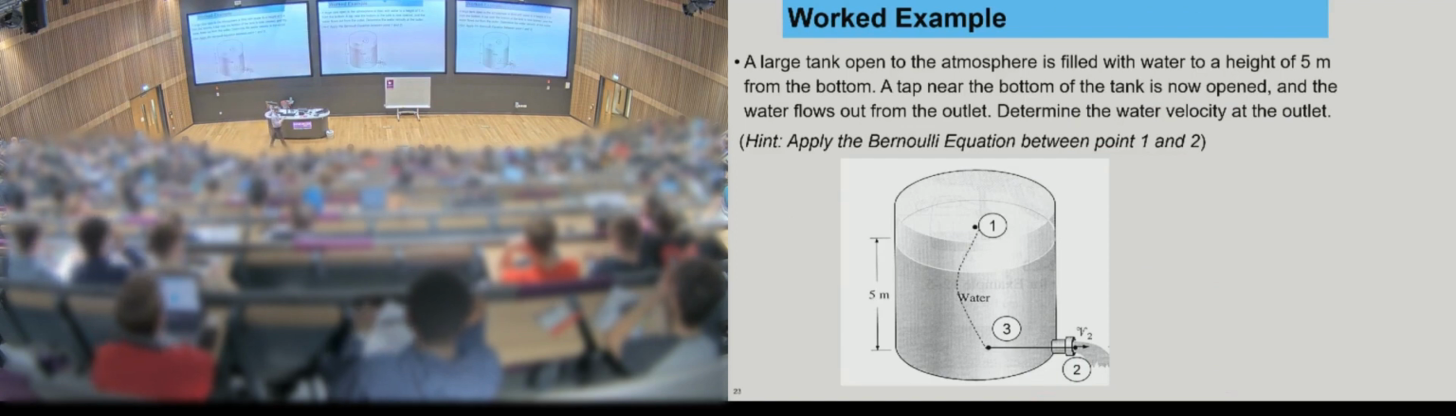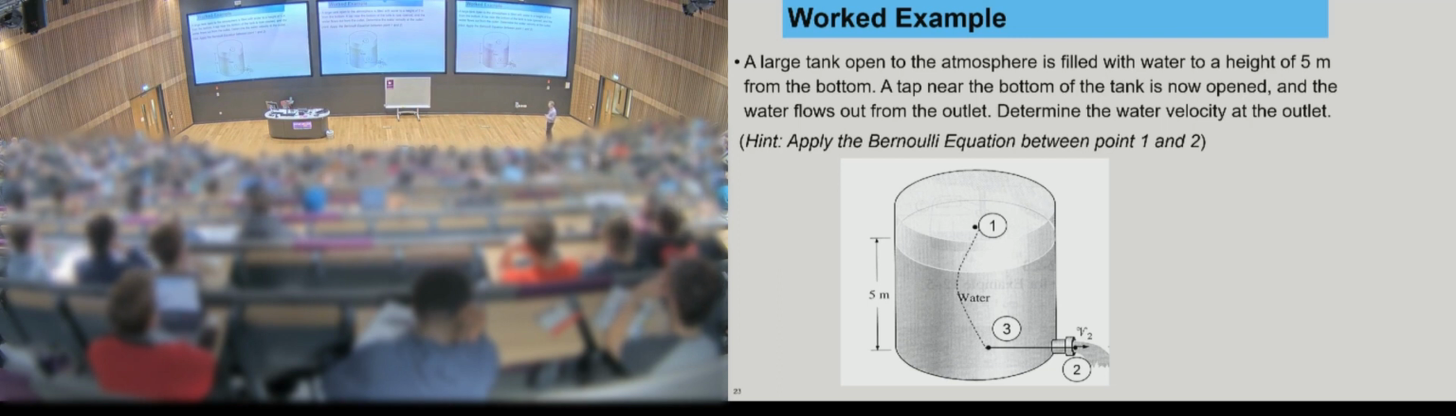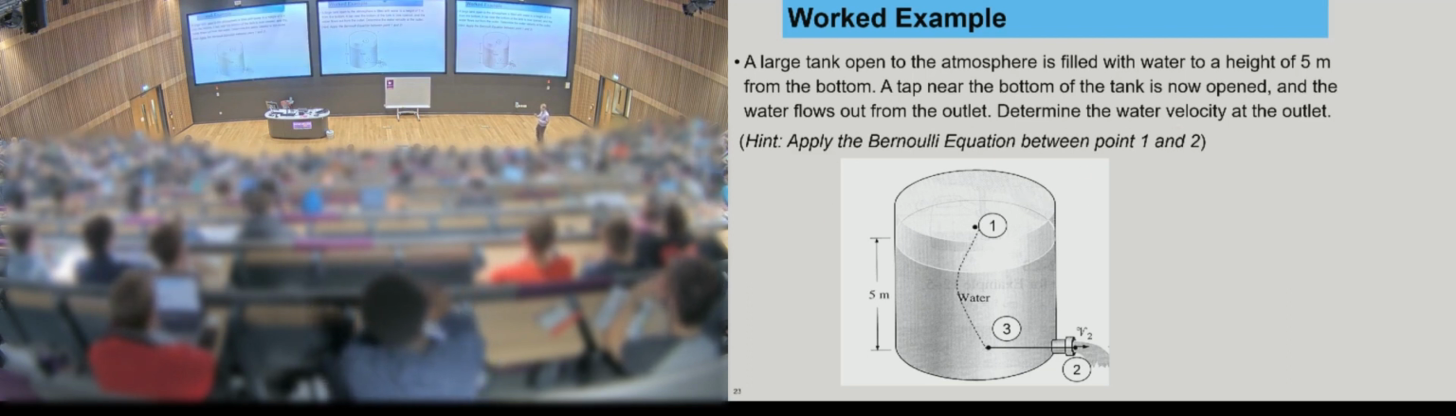Right, so here's another very quick example. We have a large tank which is open to the atmosphere and it's filled with water to a height of 5 meters. There's a tap at the bottom of the tank and it's now opened, and the water flows out from the outlet, from the tap. The question says, determine the water velocity at the outlet. There's a hint in the question: apply the Bernoulli equation between points 1 and 2. You'll see I've also highlighted there's a point 3 here. We'll mention that in a second.